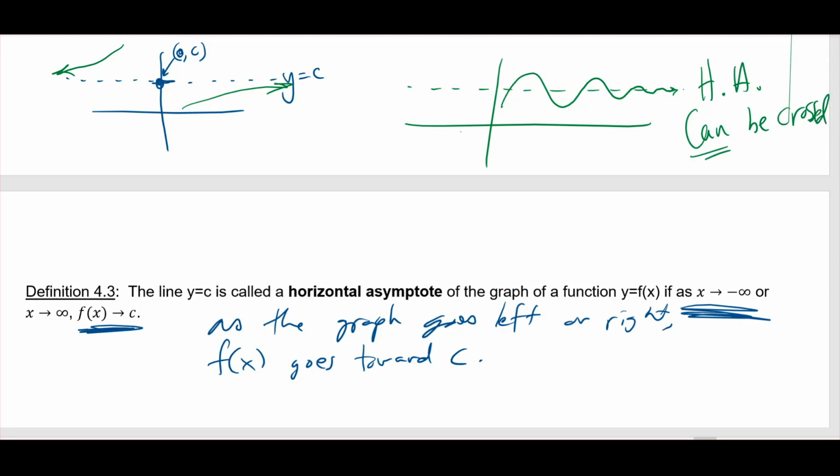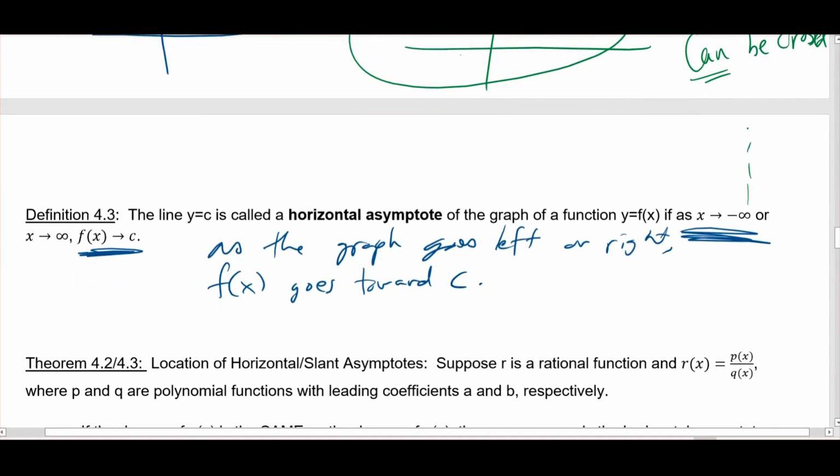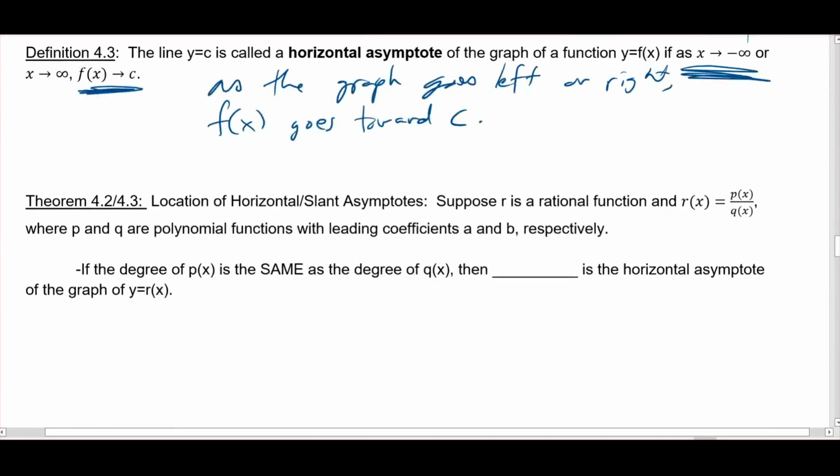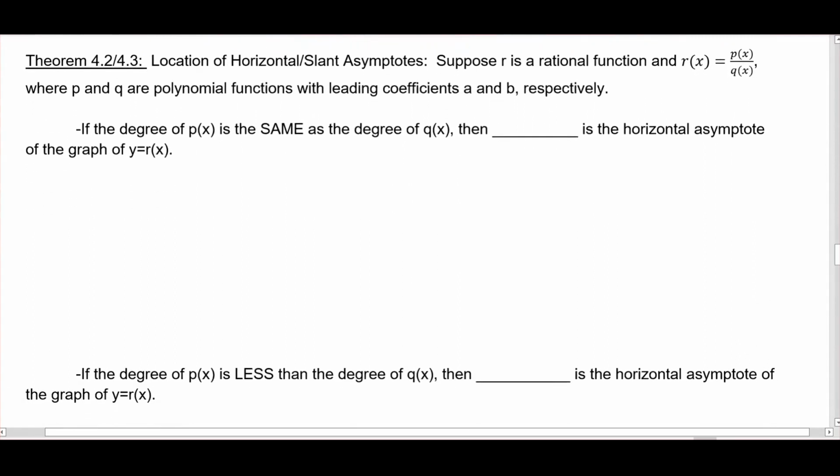On the other hand, vertical asymptotes cannot be crossed, right? Because those came from domain restrictions, didn't they? If something's not in the domain as an x value, you can't have any ordered pairs that have that x value. So that's why you can't touch the vertical line. But horizontal asymptotes are not going to come from domain restrictions. Let's see where they come from real quick. So we got the definition. We know what a horizontal asymptote is. Great. We're going to have a couple of different settings here where we find horizontal or slant asymptotes. We're going to talk about horizontal asymptotes first.